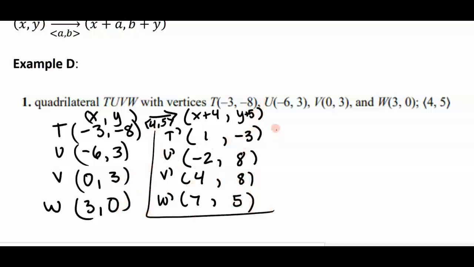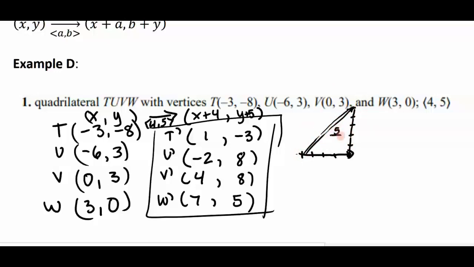So these are my image coordinates, for an image that has been shifted to the right 4, 1, 2, 3, 4, and up 5, 1, 2, 3, 4, 5, which means each point goes up at a slope of 5 over 4. And that's it.